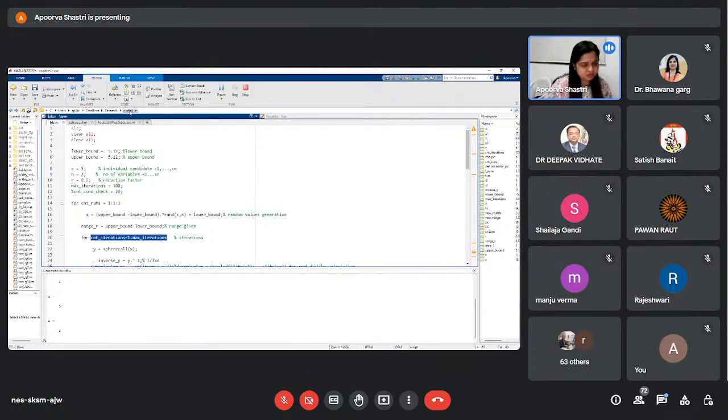Okay, if we run the code, I'll just show you. See, you can check here that the candidates are jumping and then we are getting the convergence.